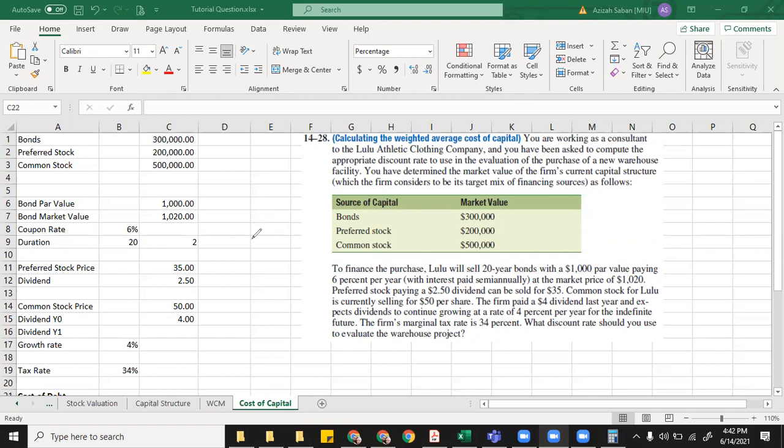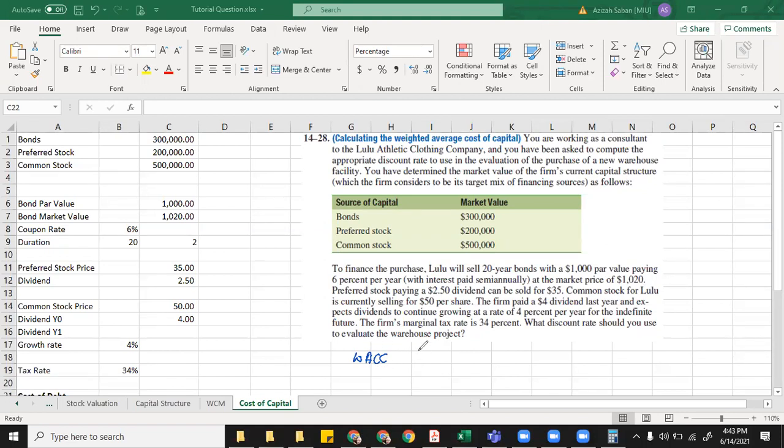Hi everyone. So today we are going to try and solve a problem of cost of capital. So here is a question on cost of capital, and we are going to try to solve the summation of cost of capital using the formula of weighted average cost of capital, or in short, WACC. All right. Let me write it down. WACC, short for weighted average cost of capital.